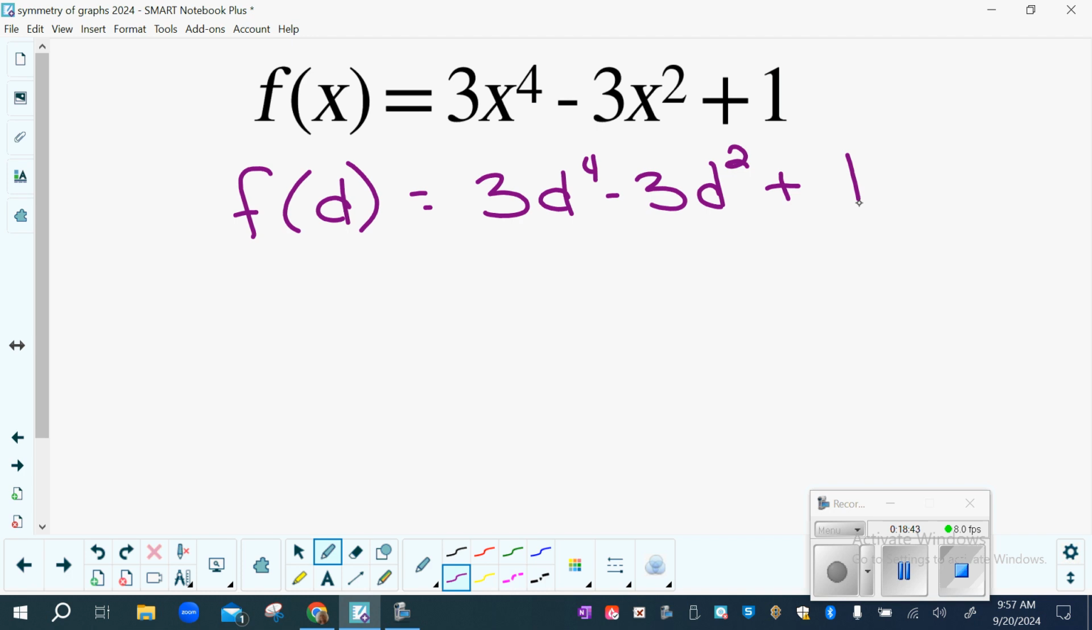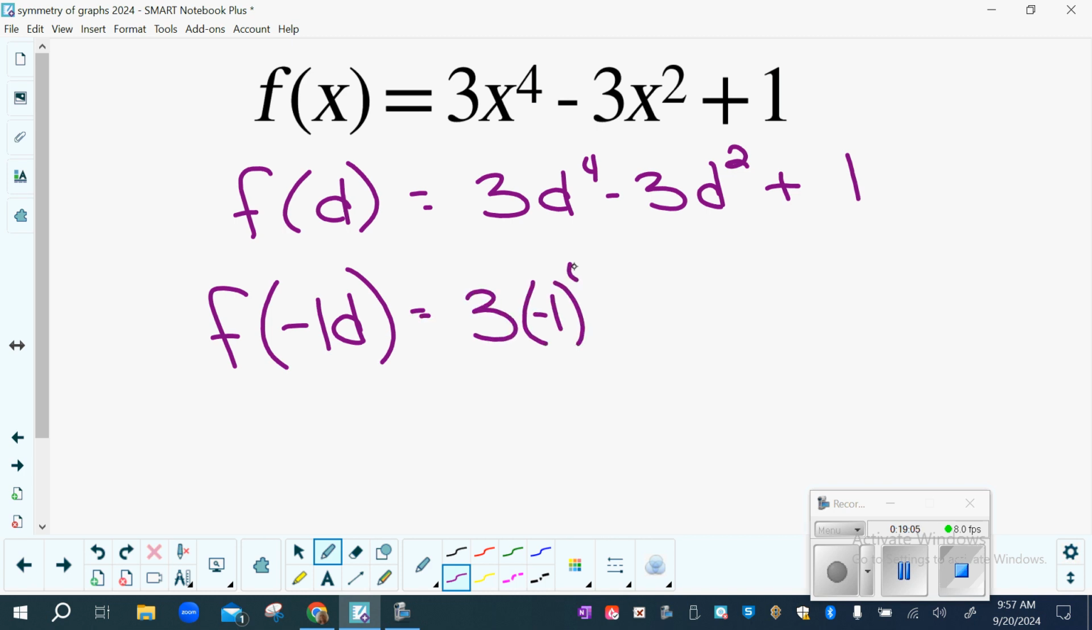Now that's our home base. So now what we need to do is plug in the opposite of this guy. So watch what I'm going to do. I'm going to plug in -1D. And I'm going to do it very carefully. So here we go. 3, -1 to the 4th, D to the 4th. Have I lost anyone there? And then we're going to go minus 3, -1 squared, D squared. So far, so good. Plus 1.